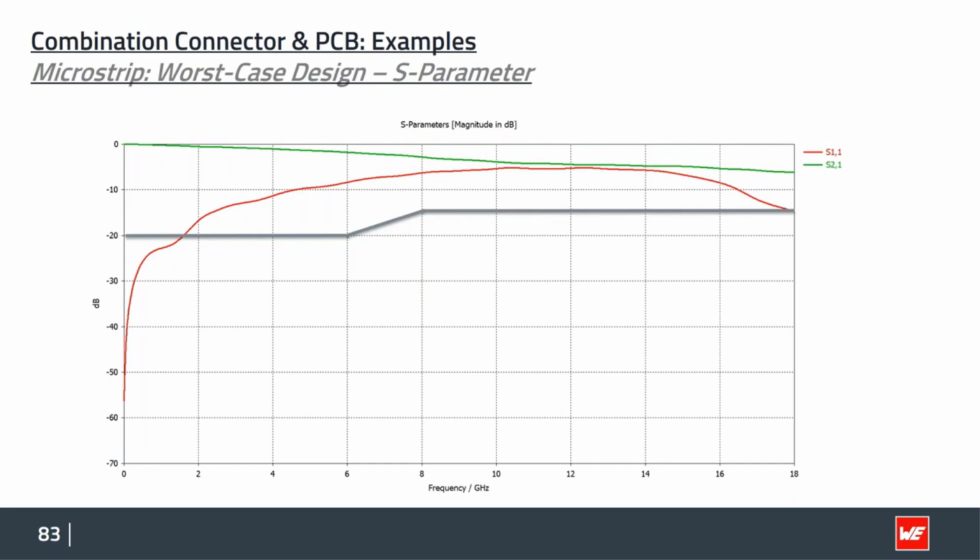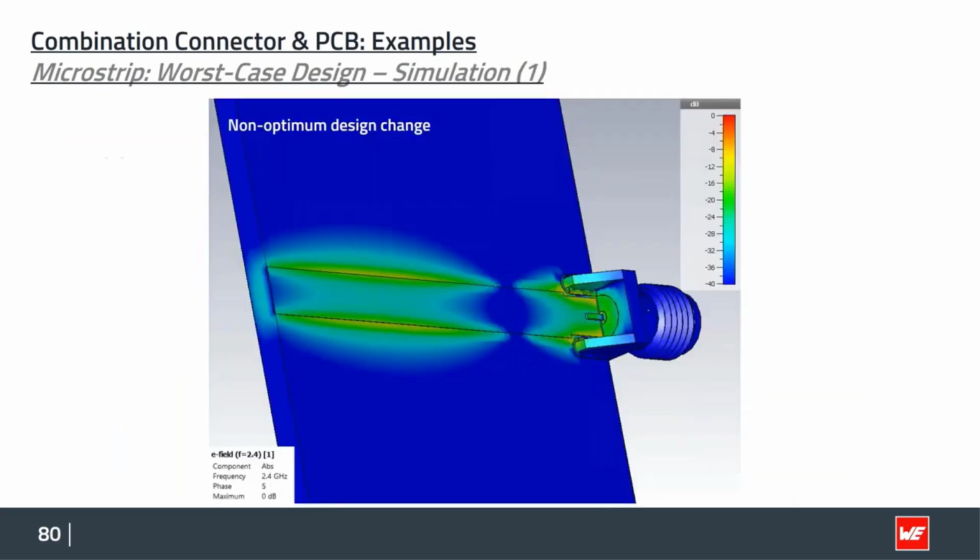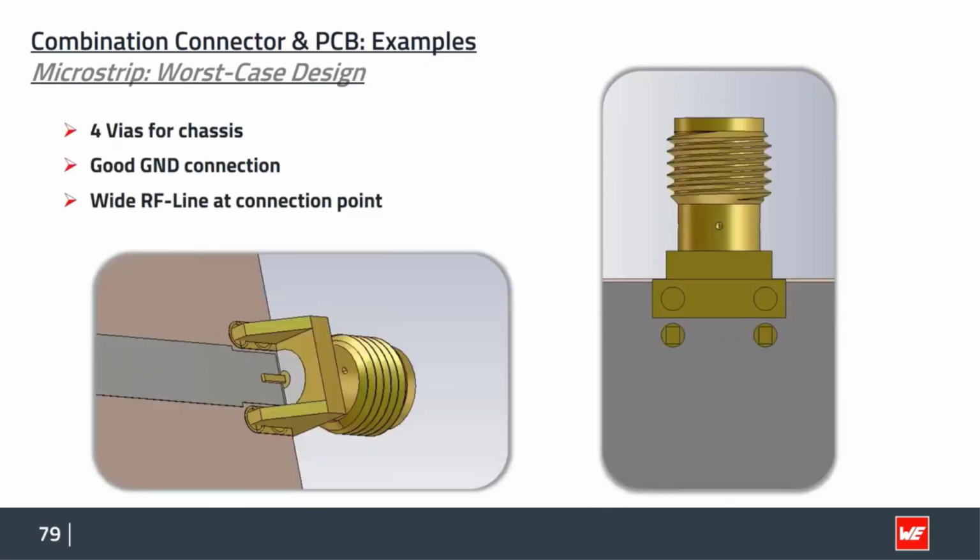Why is this the case? Because we forgot one important point. I jump back. We added here these ground planes to optimize the ground connection for the whole connector, right, from the front of the PCB, which is a good thought.